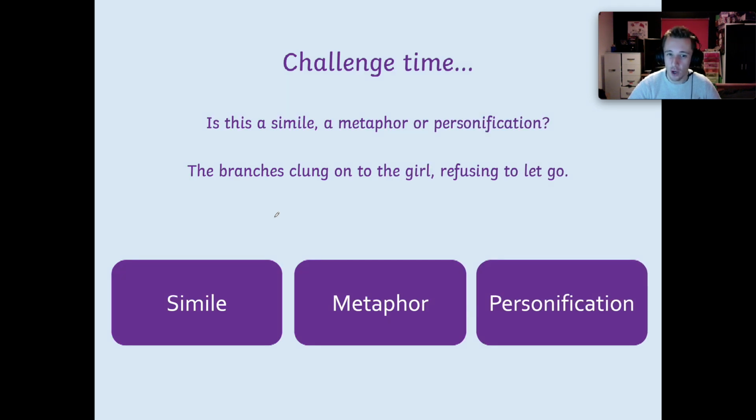This one here: the branches clung on to the girl, refusing to let her go. What do you think? Well, the key word is "clung". Branches can't actually cling on to anyone, so therefore it's got to be personification.